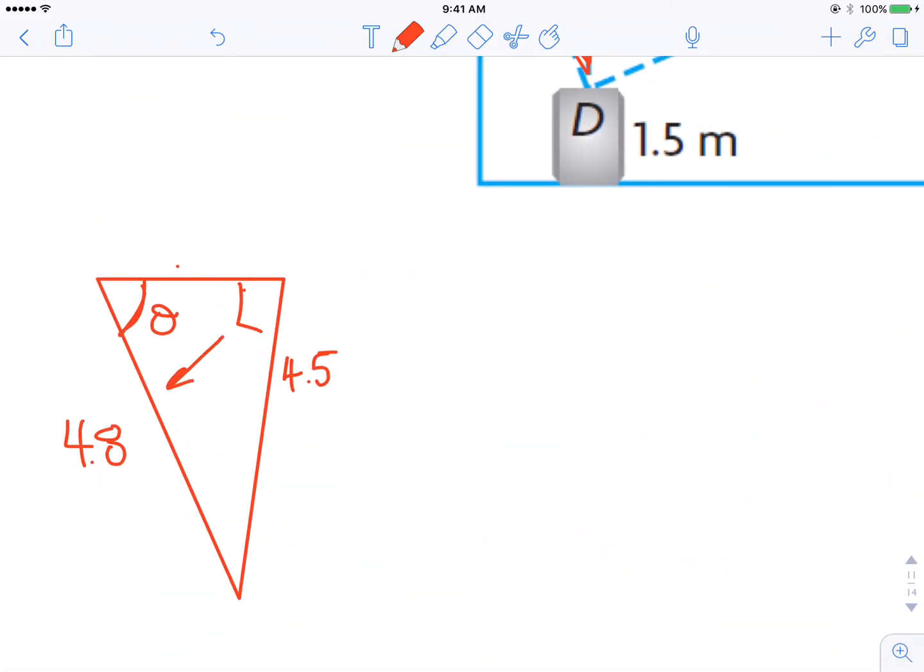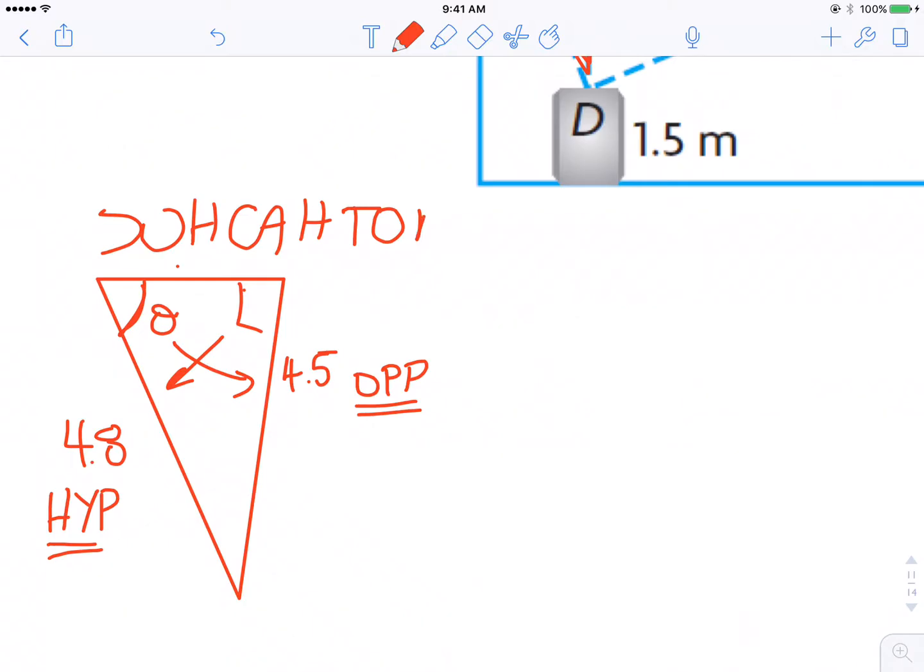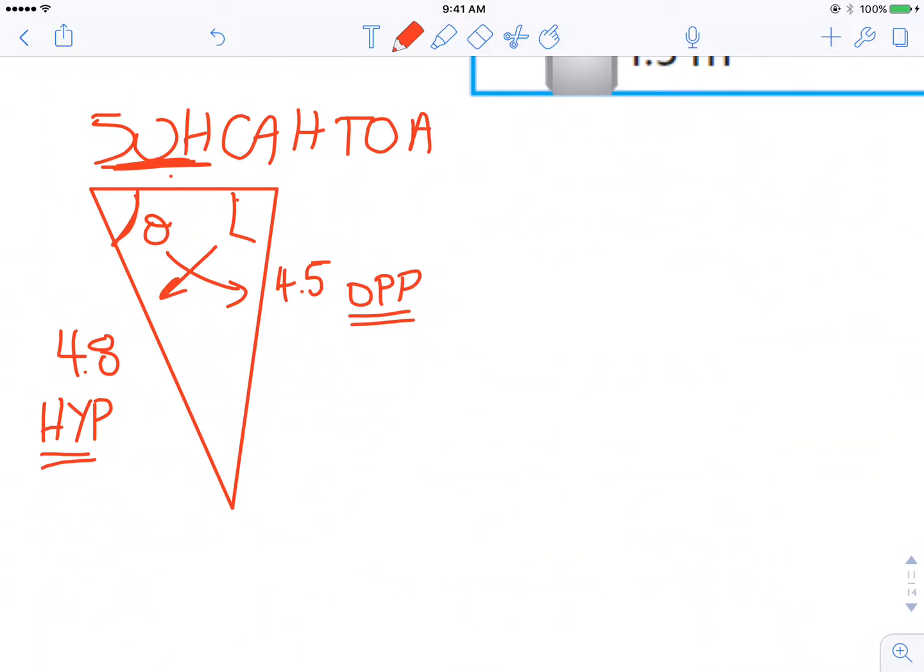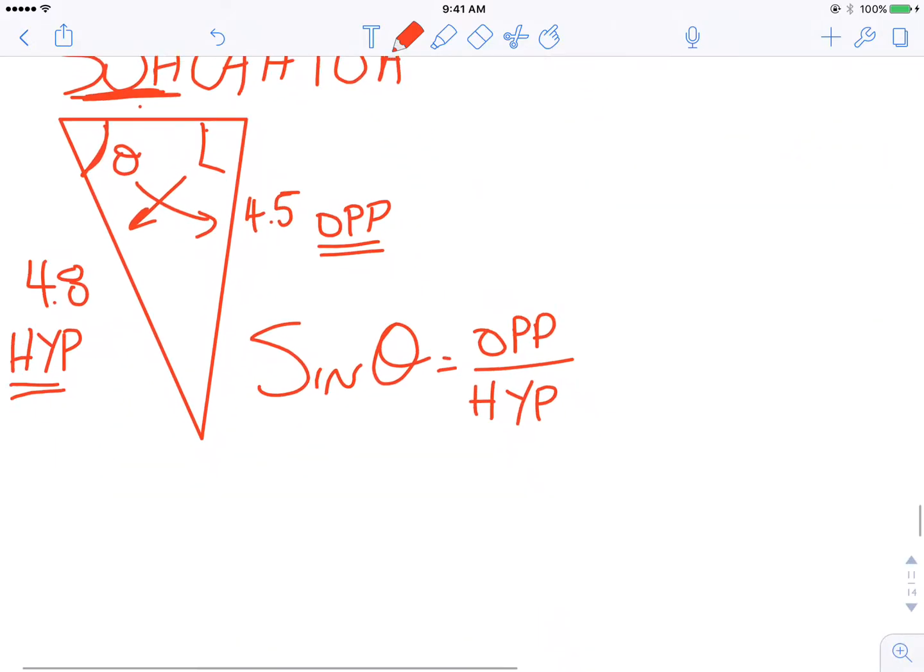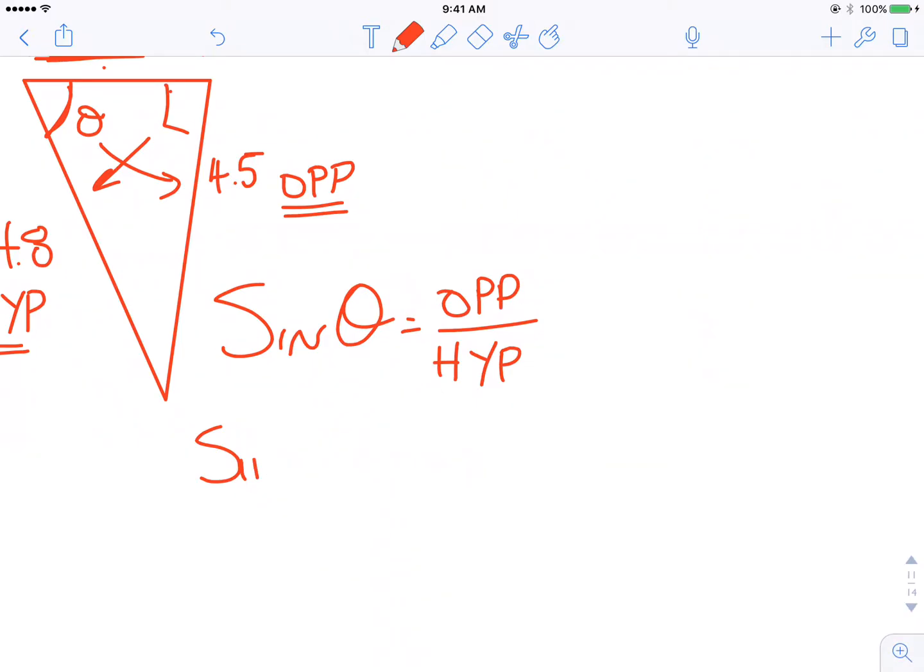Well, I know that this side here is my hypotenuse. It's opposite to the right angle in my triangle. This side is opposite the angle that I'm looking for. What trig function relates opposite and hypotenuse? Well, that's going to be sine. Write down my formula: sine of an angle is equal to opposite over hypotenuse. Substitute in the values that I have. Sine of theta is equal to 4.5 over 4.8.